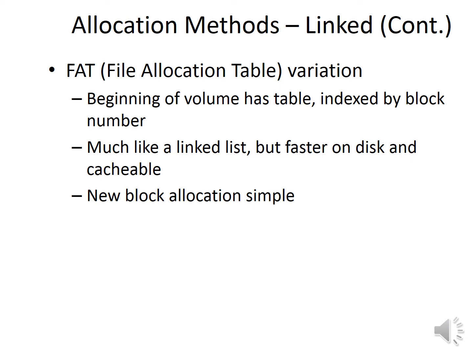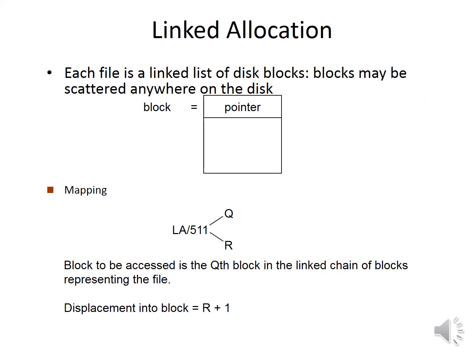New block allocation. In linked allocation, each file is a linked list of disk blocks. Blocks may be scattered anywhere on the disk. A block is equal to a pointer. So the mapping will be LA divided by 511, giving Q and R. The displacement into the block will be R plus 1.